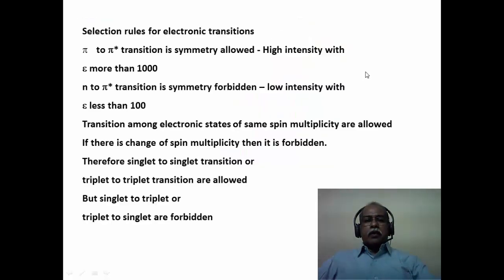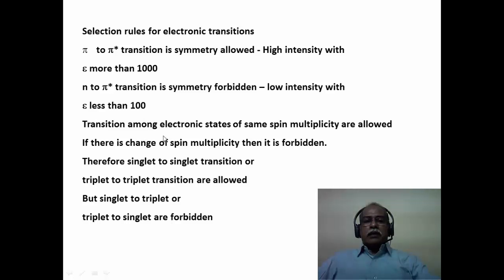Now there are selection rules that need to be followed for the electronic transition. For example, the pi to pi star transition is a symmetry allowed process. What is meant by symmetry allowed is that it has very high intensity, of the order of epsilon more than 1000. 1000 is the bare minimum. It can go up to 10 to the power 4 or 10 to the power 5 epsilon, depending upon the transition coefficient of that particular electronic transition. On the other hand, the n to pi star transition is a symmetry forbidden transition. Therefore, it is usually of low intensity, with the epsilon value less than 100 or so.